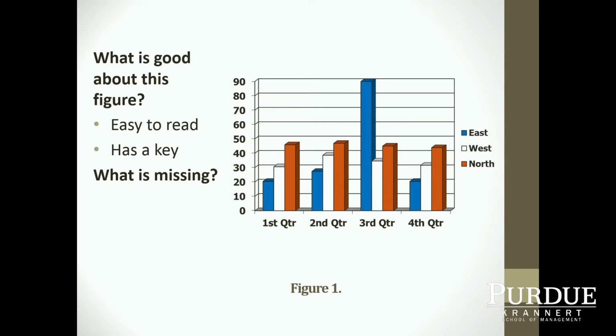But what is missing? It's missing a y-axis label. What is this 10, 20, 30, 40 y-axis meaning? Is it percentage? Is it number of sales? Make sure you label your axes.